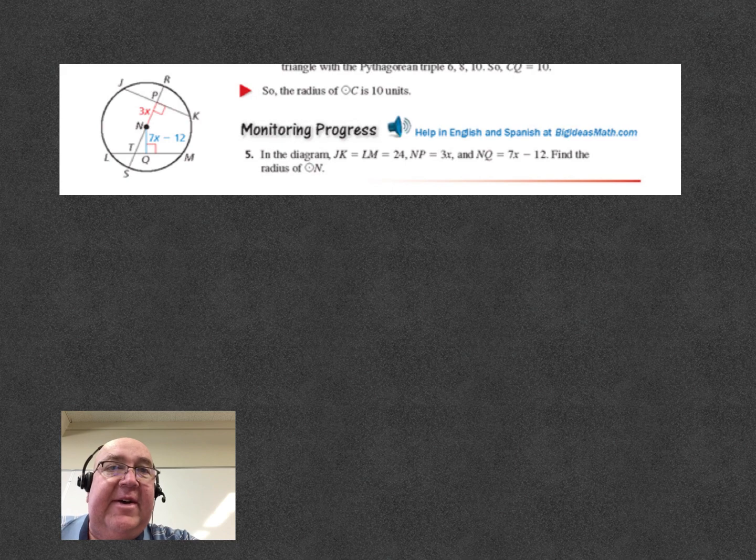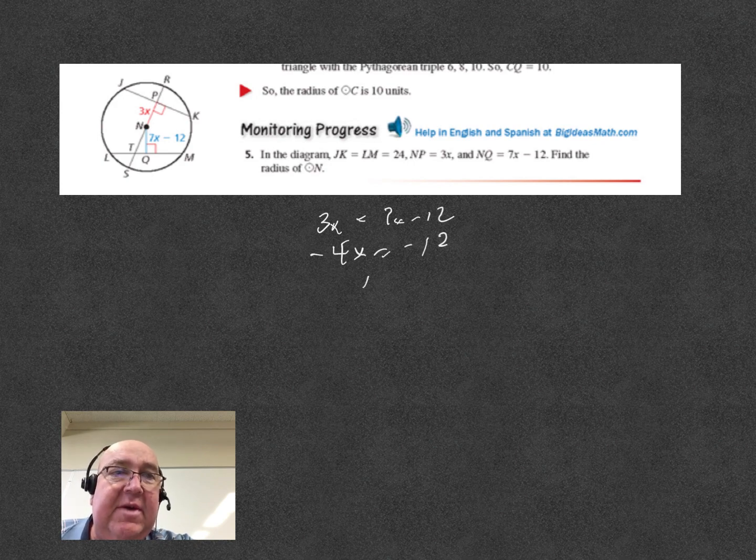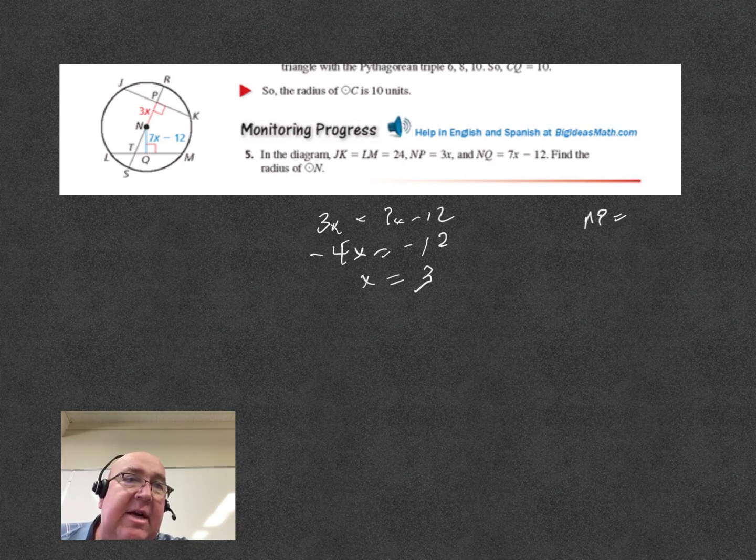Going on here to 5, we have the same type of problem we just had. So we know that 3x is equal to 7x minus 12. We get negative 4x is equal to negative 12. We get x is equal to 3. So NP is going to be 9.